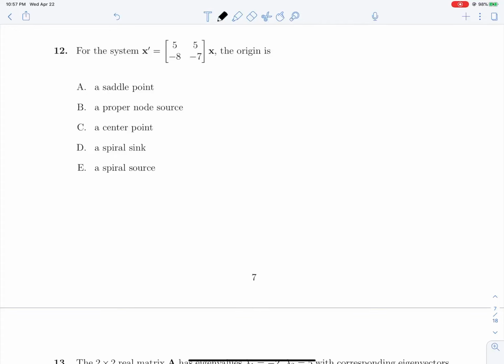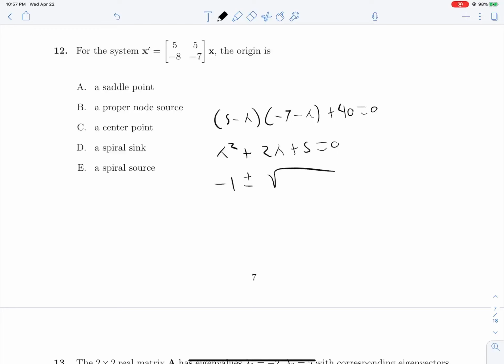Solving the determinant of A minus lambda I equals 0: 5 minus lambda times negative 7 minus lambda plus 40 is equal to 0. So lambda squared plus 2 lambda minus 35 plus 40, so plus 5, is equal to 0. Now that ain't going to factor, so negative b over 2 is negative 1, plus or minus the square root of b squared, so 4, minus 4ac, that's minus 20. 4 minus 20 is negative 16, so 4i over 2i.